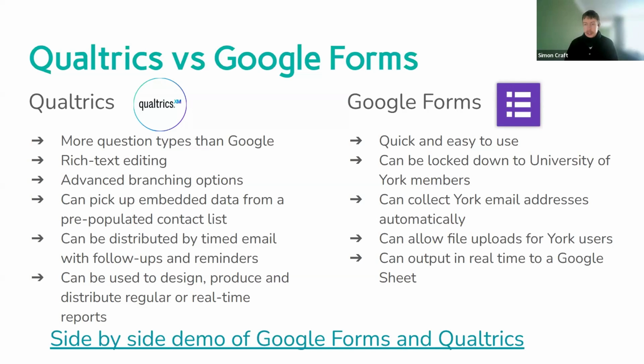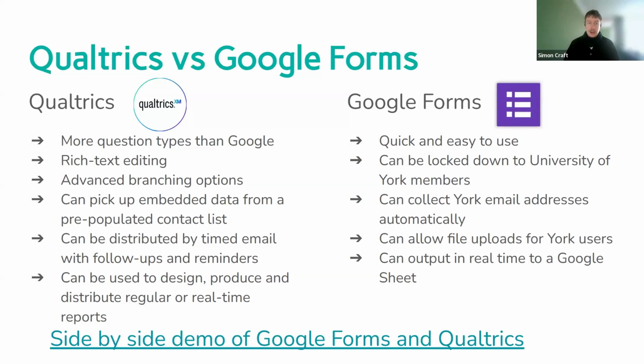Advanced branching options, that's sort of how you decide which questions display to which people. You can do a little bit of that in Forms, jumping between sections, but you can do a lot more of it in Qualtrics. Embedded data is one thing that Qualtrics can do that Forms can't.